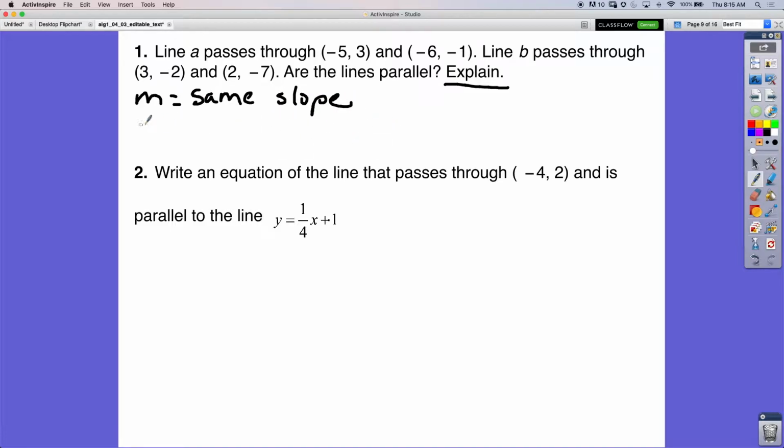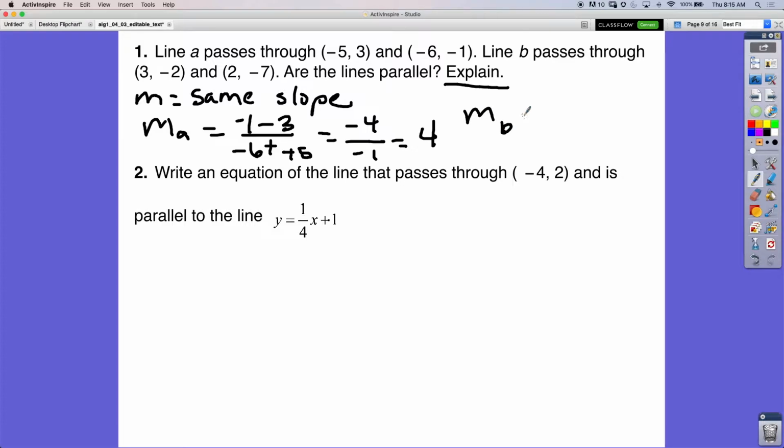The slope of line A is change of y over change of x. So I'm going to put in -1 minus 3, -6 minus -5. Clean that up. -4 over, what's this? -1. And the slope of line A is 4. Okay, did we get that? Good. Let's do line B.